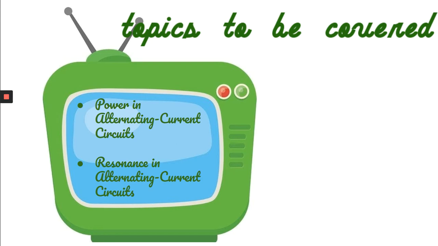Here phi is the phase angle, and tan phi is given as XL minus XC by R. If you remember, we have discussed it.